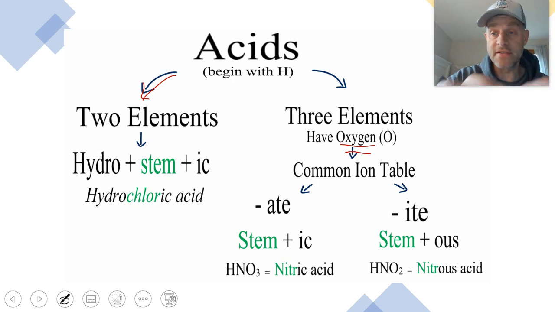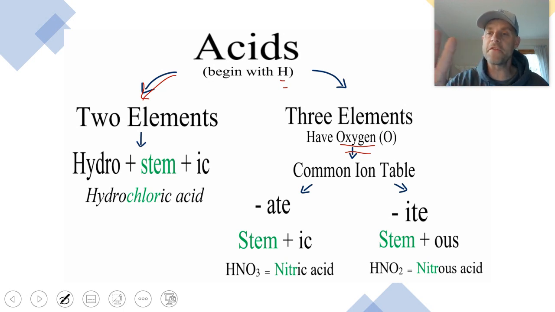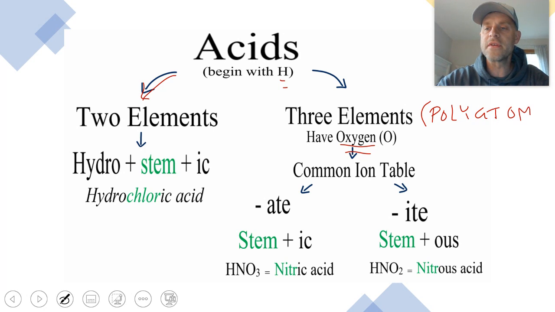Okay. Now, again, it doesn't change. It still starts with an H. But if I have 3, now my naming rule is different. First thing, before I jump into the naming, realize if I have more than 2 elements, 3 or 4, I don't know if you remember, but on the back of the periodic table that I gave you, there was this thing called a polyatomic ion list. Do you remember those? It's a polyatomic, it's many atoms put together.